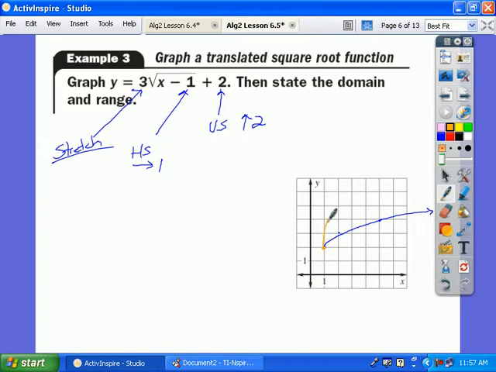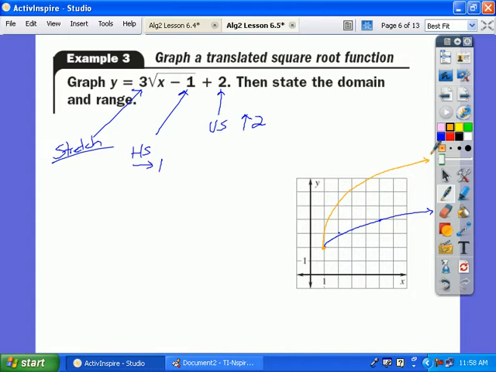Okay, so there are 3 transformations. First, I did a vertical shift up 2 units, a horizontal shift 1 unit to the right, and then a vertical stretch by a factor of 3. And that's the new graph. Now, of course, we have our graphing calculators to verify this.